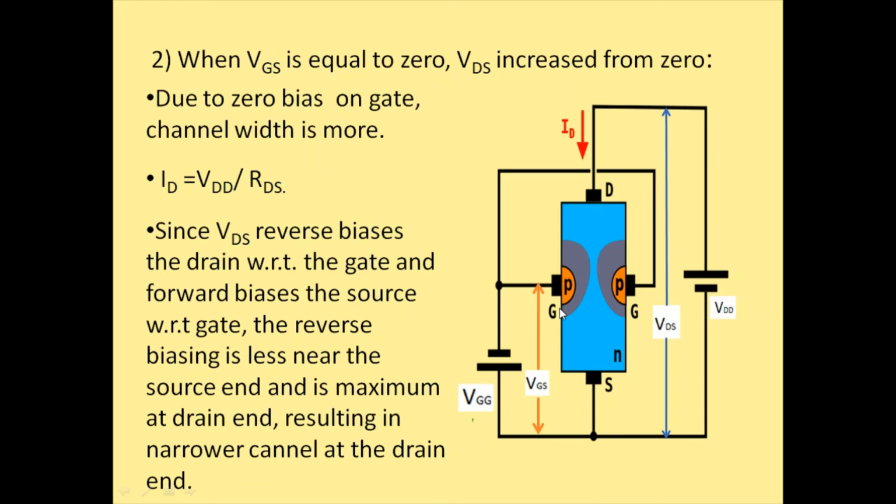Because of that, there is some amount of forward biasing here and some amount of reverse biasing. The net effect is reduced reverse biasing here, because of which the depletion region shown here is a little narrower when compared to the depletion region shown here. This results in a wedge shaped form. This shape of the depletion region, we call it wedge shape. Because of this wedge shaping of the depletion region, the channel width will be narrow at the drain end, whereas it will be much wider at the source end.